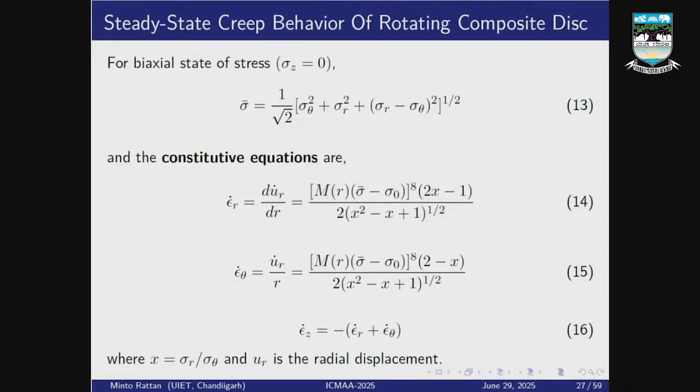Further, substituting the value of effective strain rate from Sherby's constitutive model in the generalized constitutive equations, we get the following constitutive equations in terms of effective stress, threshold stress and x, where x is the ratio of radial to tangential stress and here UR is the radial displacement.